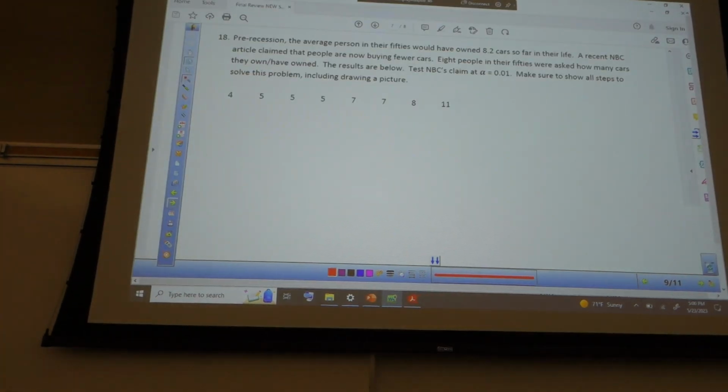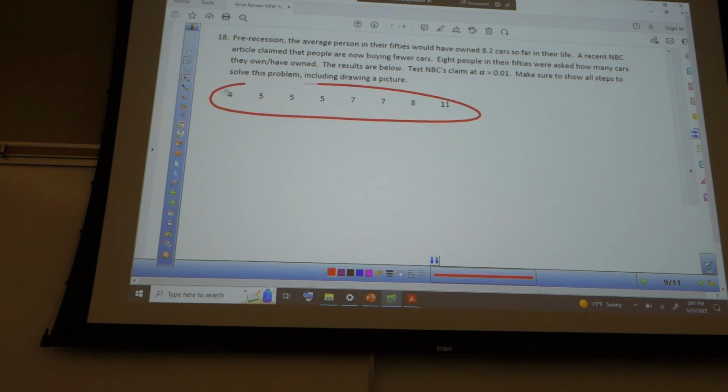Here's the problem. What kind of problem is this one? It's a hypothesis test because they talk about testing NBC's claim. And there's a whole bunch of numbers. So this is a mean and a claim, so it's a hypothesis test. All right, so what I want you folks to do is just find the claim, step 1, and then step 3. That's it.